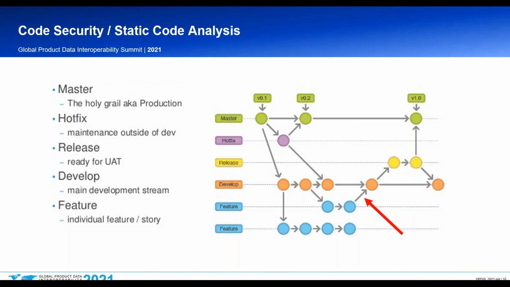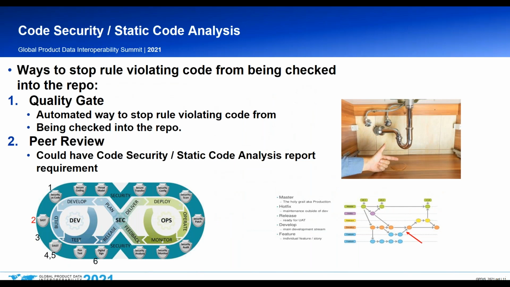So this is showing from the blue to the orange, we're going to let the developer check code into their own branch, which is an isolated branch only shared with themselves. Now, we are most interested in when the code is getting checked in, and this is where we can set up either the quality gate or the peer review. So the two ways that we are going to stop this rule violating code from being checked in is the quality gate, which is an automated way.